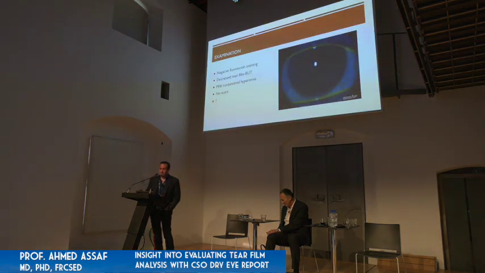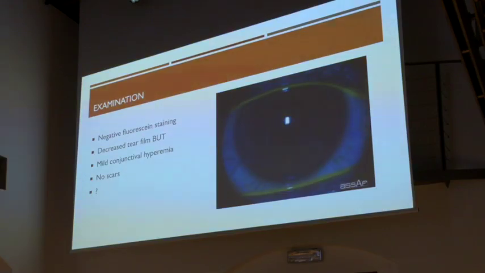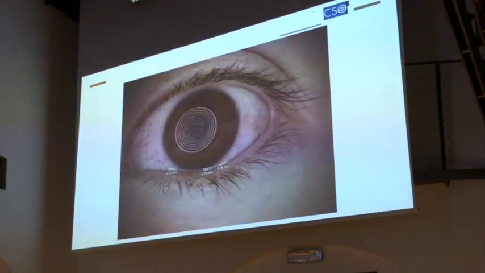So the clinical examination of the patient showed no fluorescein staining, decreased tear film breakup time, some mild conjunctival hyperemia, no scars, but I need more data. So I put the patient in front of the tear film analysis with the CSO, and you can see there is reduced tear film meniscus height.